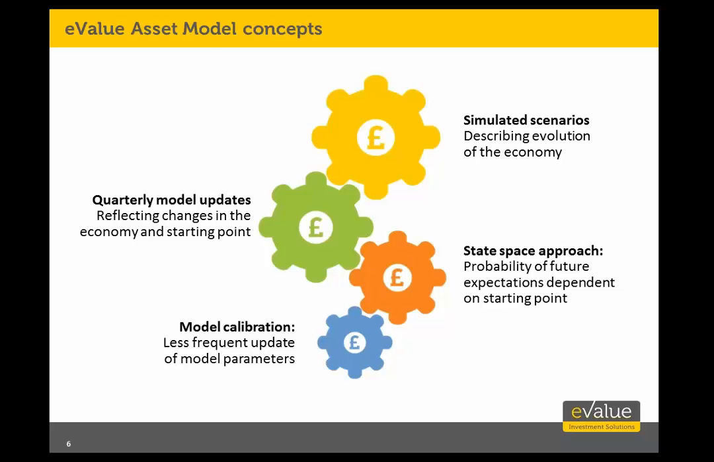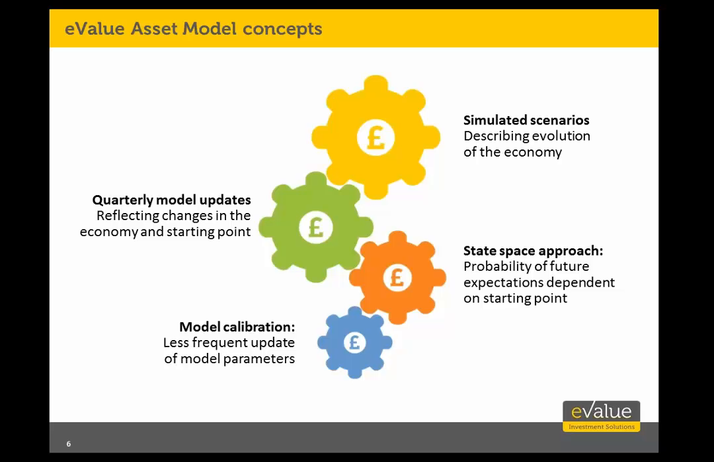It's a bit of jargon here, it's a state space approach. What does that mean? Well, it means that the probability of things happening depends upon where you start, and the best way to illustrate that is to talk about the current situation. We have interest rates close to historic lows. The probability of them falling further is obviously not great, whereas the probability of them rising is much greater. If interest rates were currently at 10%, the probabilities would be very different. So the probability of things happening depends upon where you start.